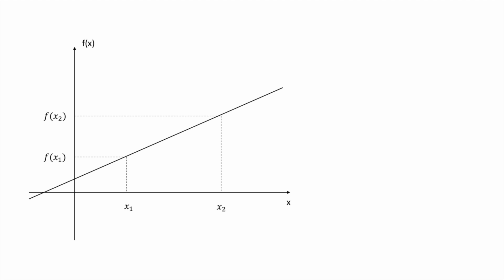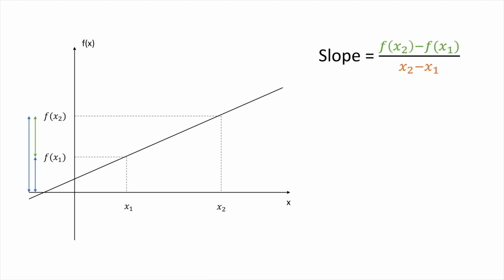If we have 2 points, it comes down to this formula. Indeed, the height f of x2 minus f of x1 gives us the distance up, and x2 minus x1, the distance to the right.